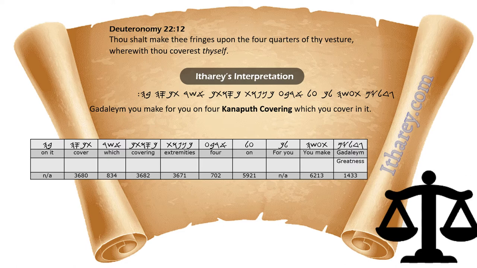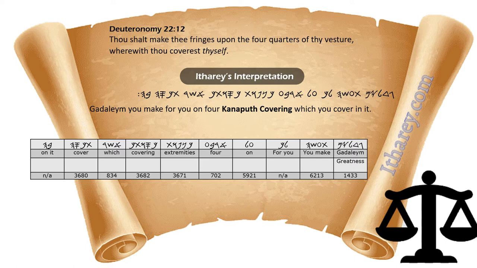King James says, "Thou shalt make thee fringes upon the four quarters of thy vesture, wherewith thou coverest thyself." Well, the King James mistranslated it. It doesn't say that. Let's go into my literal interpretation: Gadalim, you make for you on four kanaput, a covering, which you cover in it. This verse is not speaking about clothes. It's telling you to make a gadalim for your covering, basically like a blanket. It's not speaking about clothes.